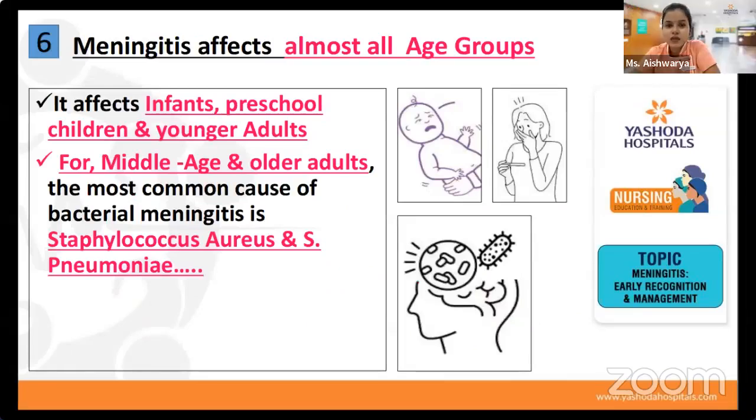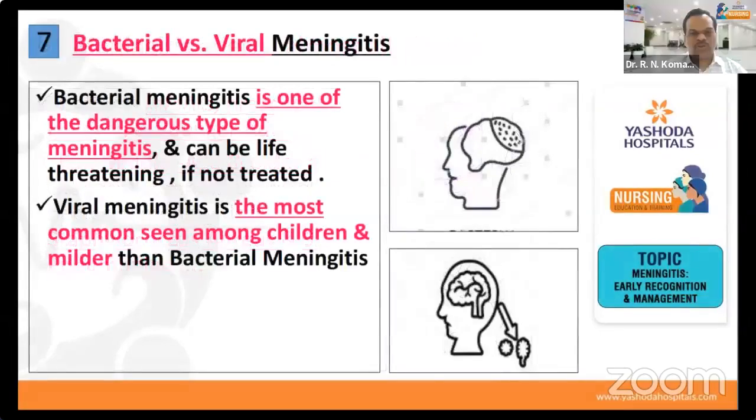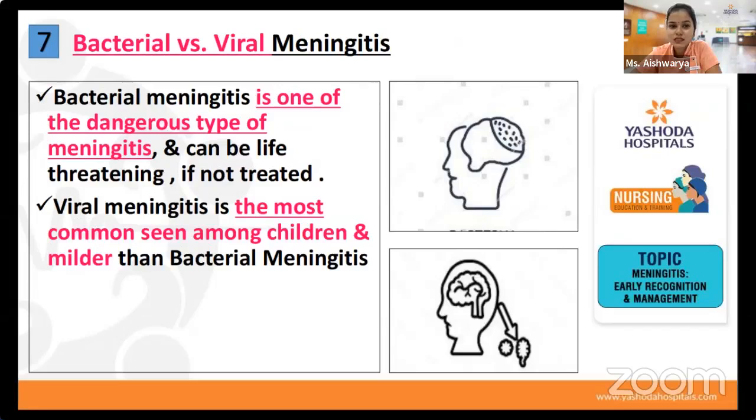As sir told, meningitis can affect almost all groups: infants, preschoolers, children, younger adults. In middle-aged and older adults, the most common causes of bacterial meningitis are Staphylococcus aureus and Streptococcus pneumoniae. Let's look into bacterial versus viral meningitis. Bacterial meningitis is caused by bacteria. It is one of the dangerous types of meningitis and can be life-threatening if not treated. Viral meningitis is most commonly seen among children and is milder than bacterial meningitis.